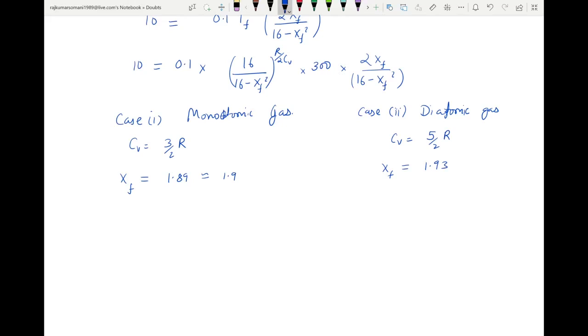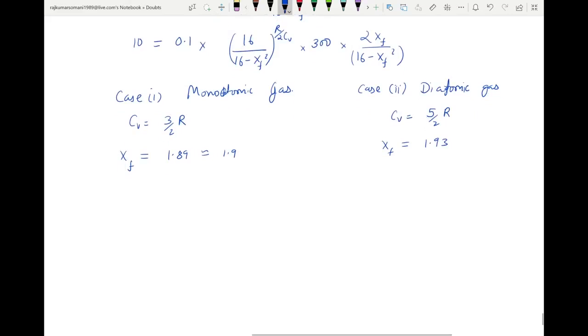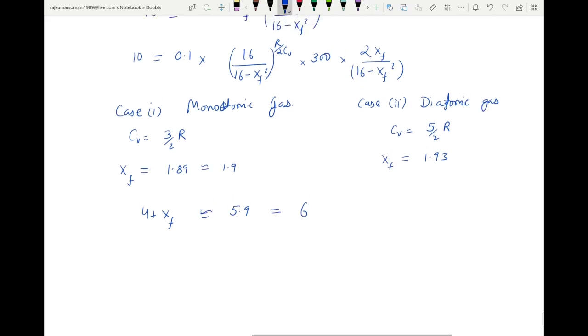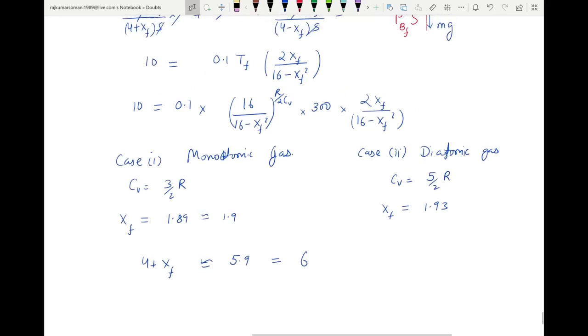The correct answer to this question would be, they are asking the height of the partition from the top, so it's going to be 4 plus XF, and that is going to be 5.9 approximately. So if I want to use an integer to represent my answer, it's going to be 6. But JEE has awarded marks to all the students. You may call it fortunate, you may call it unfortunate.